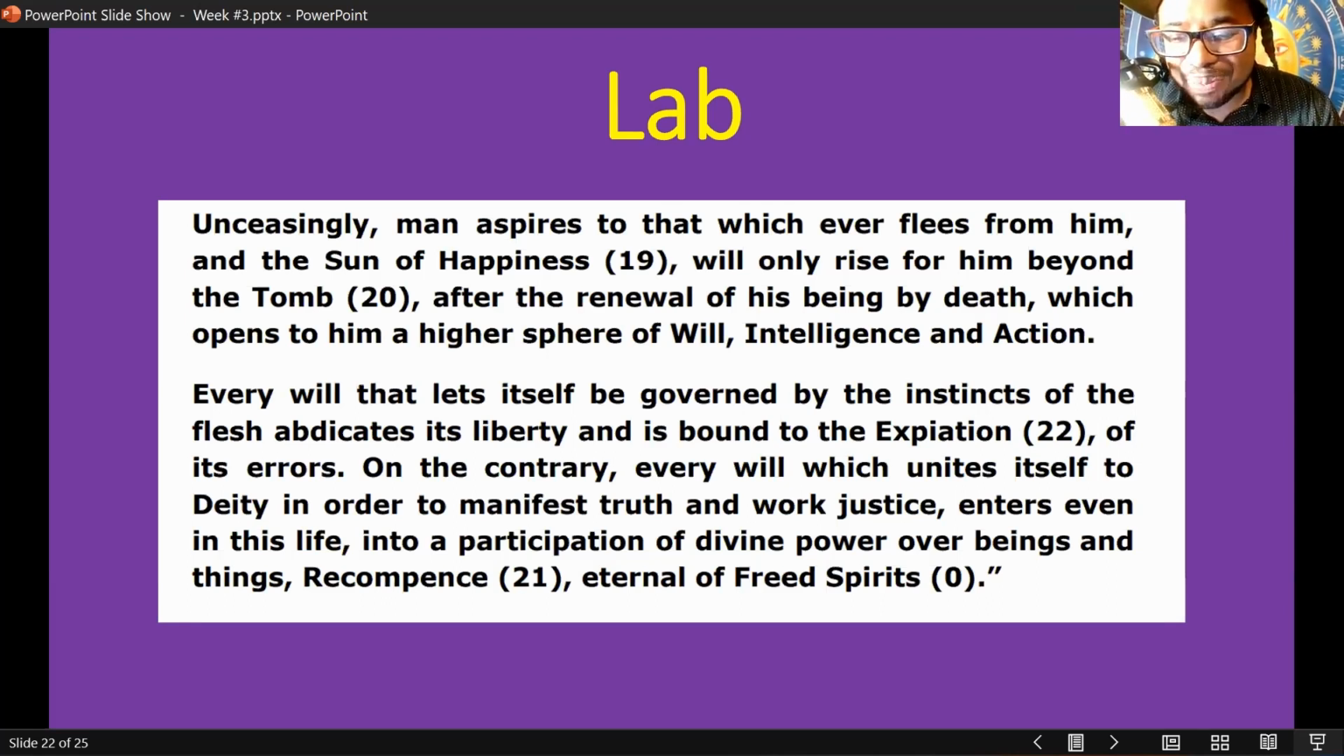eternal of freed spirits. This is the same card as Arcana 22, but the difference is it's flipped in the opposite direction. So instead of a T with the point going down to the earth, the T is upside down with the point going up beyond the earth, like the light color of the interlocking triangles that represents part of the symbol for the Church of Light.